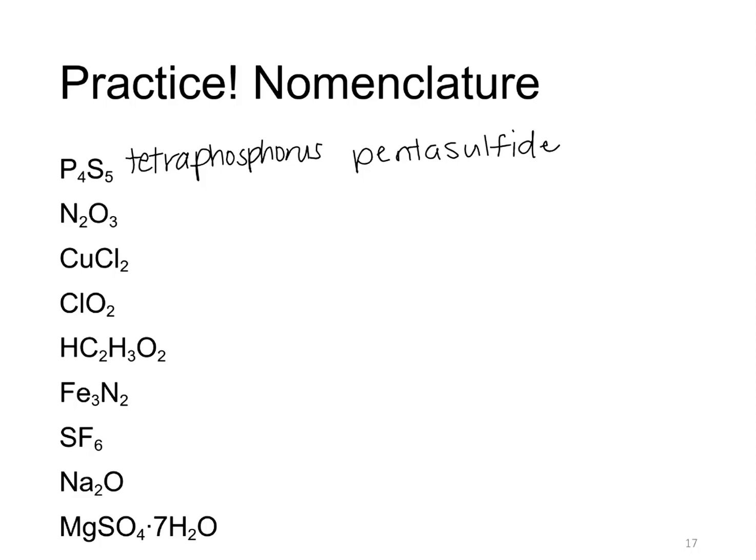So our next one, I want you to figure out, is it ionic or covalent, and then try naming it. So feel free to pause for each of these and try naming them, and then double check your work. So this next one is N2O3. This is covalent, again made up of non-metals. So this is going to be dinitrogen trioxide.